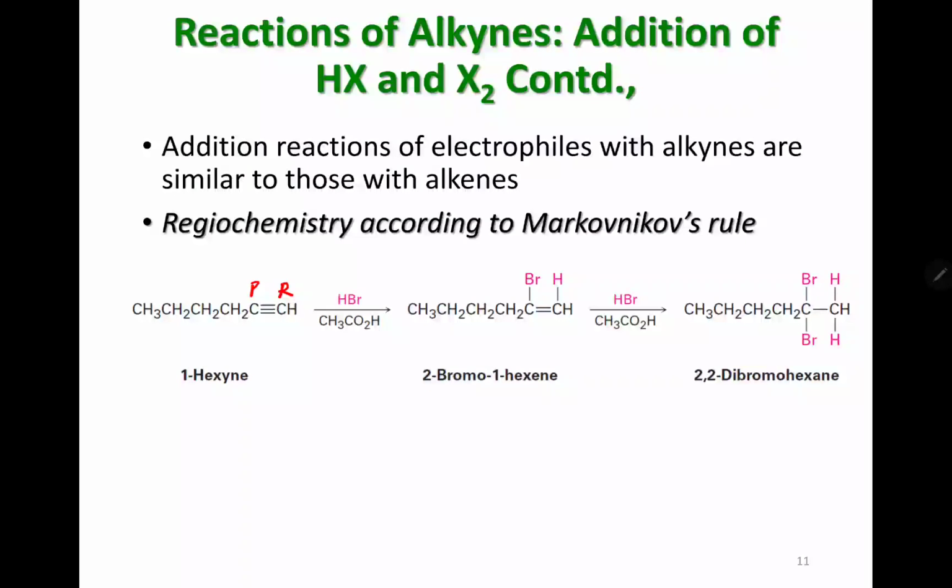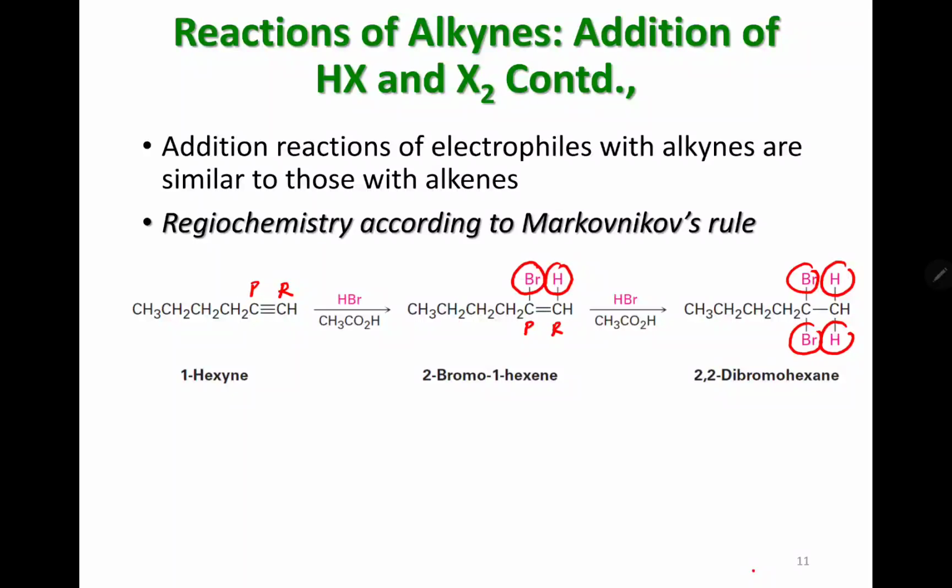Why did we say that? Because the rich carbon, the number one carbon, has one hydrogen, but the number two carbon has no hydrogen. If you have more hydrogens, you are rich. If you have fewer hydrogens, you are poor. According to Markovnikov's rule, rich gets richer, so the rich carbon should get the hydrogen. As you can see, the rich carbon has received the hydrogen, which means the poor carbon is getting the nucleophile, which is the bromide ion.